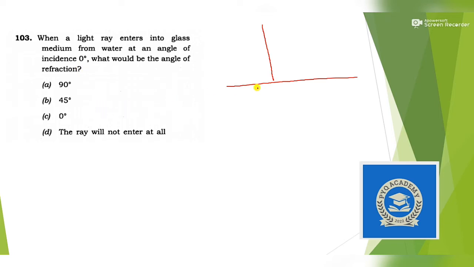That means the light ray is coming back from this side. Okay, when light ray enters into glass medium from water medium. Okay, so suppose this is a water medium and this is a glass. Yes, this is a glass medium, this is water medium, and the ray is coming like this, that it is making 0 degree with glass.